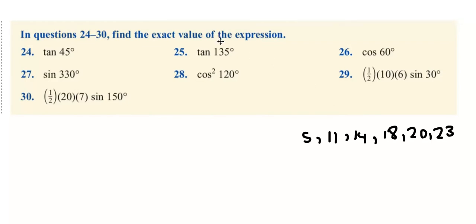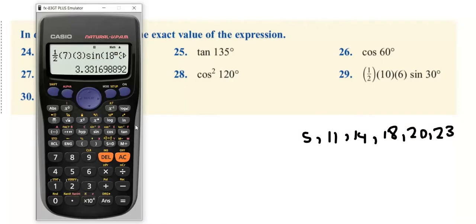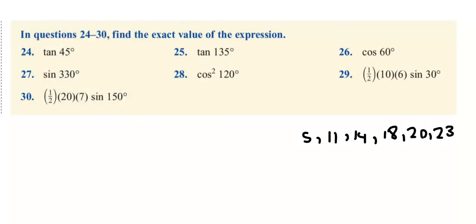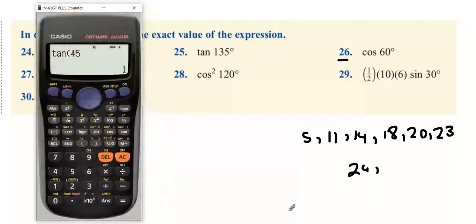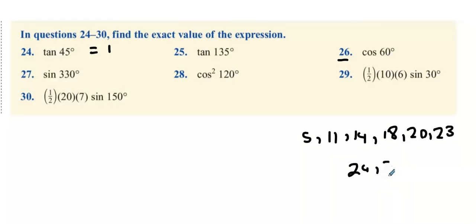Okay, so next thing is find the exact value of the expression. Alrighty, so just lob it into your calculator. Tan 45 done is 1. That's question 24 done. Question 26. Cos 60, a half. No bother.